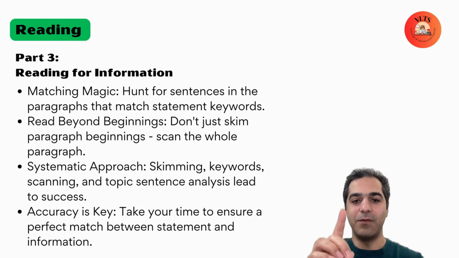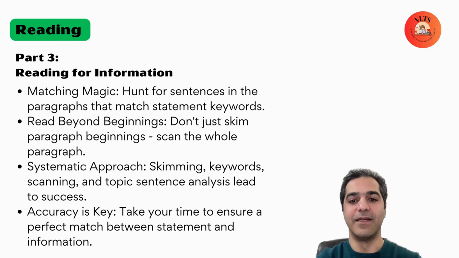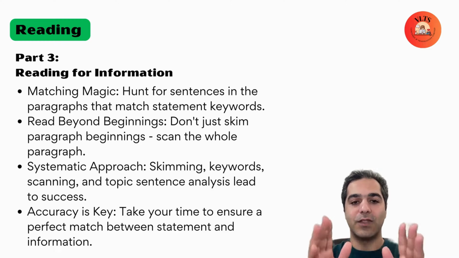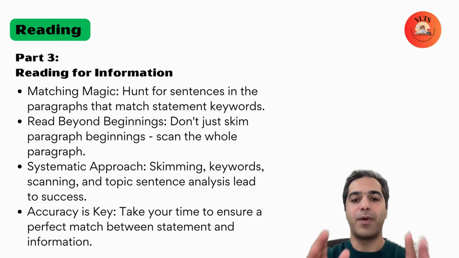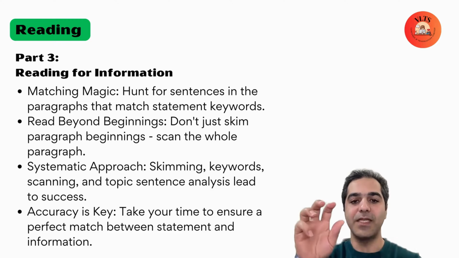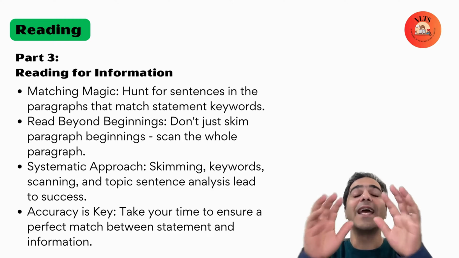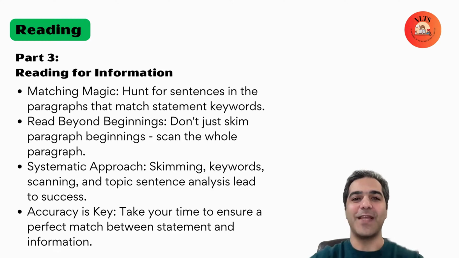Skim, identify keywords, scan, and analyze topic sentences. By mastering this systematic approach and being attentive to details, you'll conquer those matching questions and dominate part 3 of the CELPIP reading section. Remember, accuracy is key. Don't rush. Just take your time to ensure a perfect match between the statement and the supporting information on the left side of the screen.